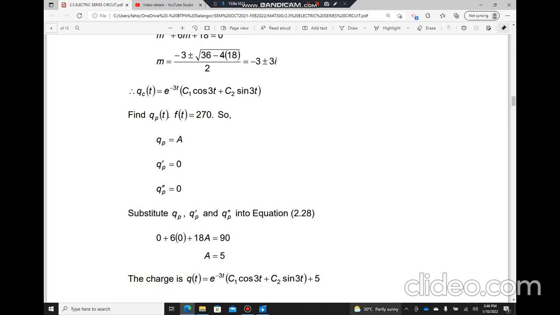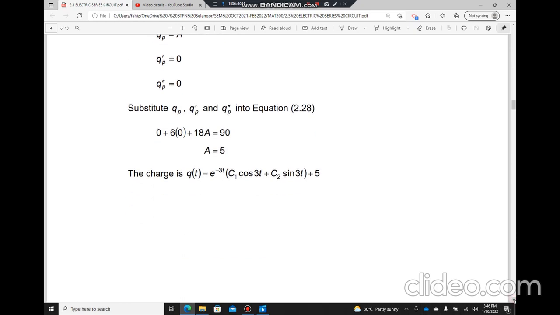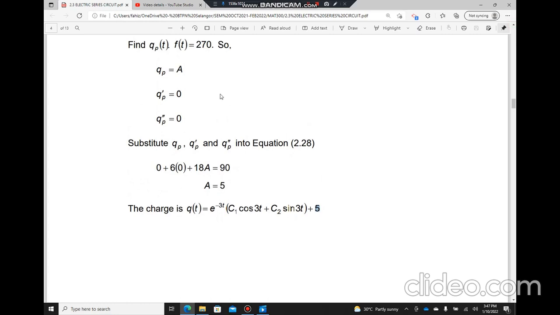Okay, substitute QP, Q prime P and Q double prime P into equation 2.28. Okay, masukkan nilai. Masukkan semua nilai ni dalam equation 2.28. So, you get the value of A which is 5. So, you solve this equation, just dapat A equals to 5. So, the charge is Q(t) equals to e negative 3t, C1 cos 3t plus C2 sin 3t plus 5. Okay, sebab apa plus 5 ni just QP dia kan. QP dia sama dengan A. So, A sama dengan 5. So, that's why you get here QP equals to 5.